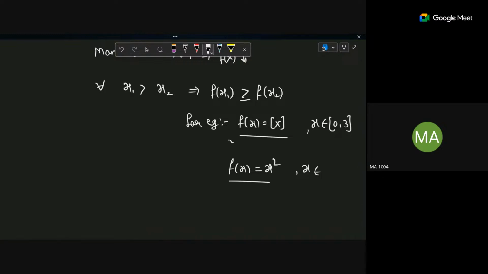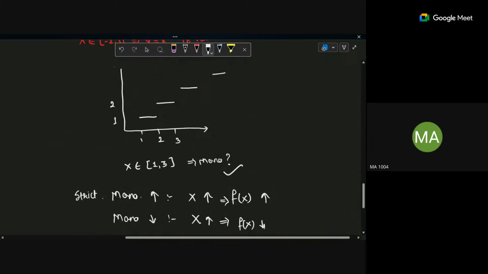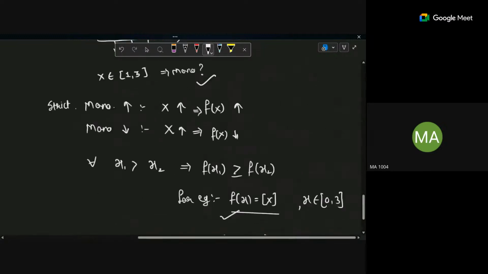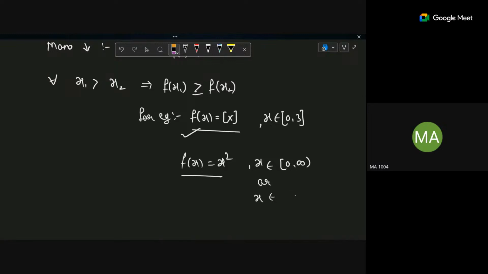But this is not a strictly monotonic function. Modulus of x, the ceiling function, these are not strictly monotonic because they stay at a particular point for an interval, right? Okay. So these are some examples for monotonicity whenever we say 0 to infinity or negative infinity to 0.